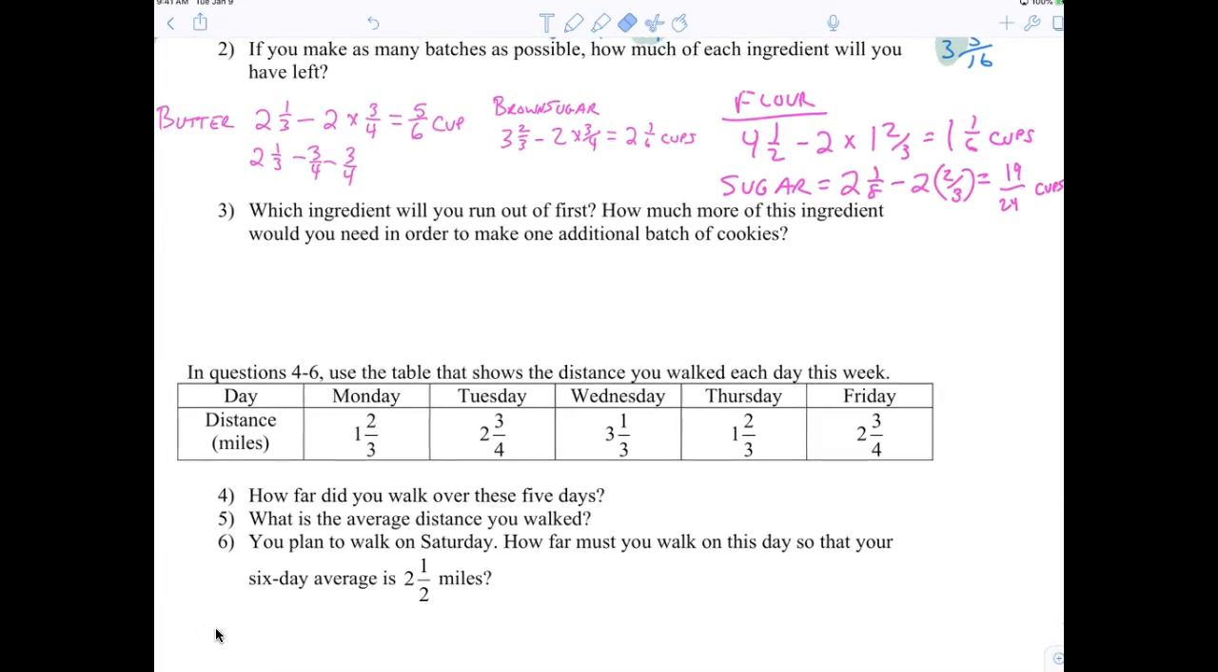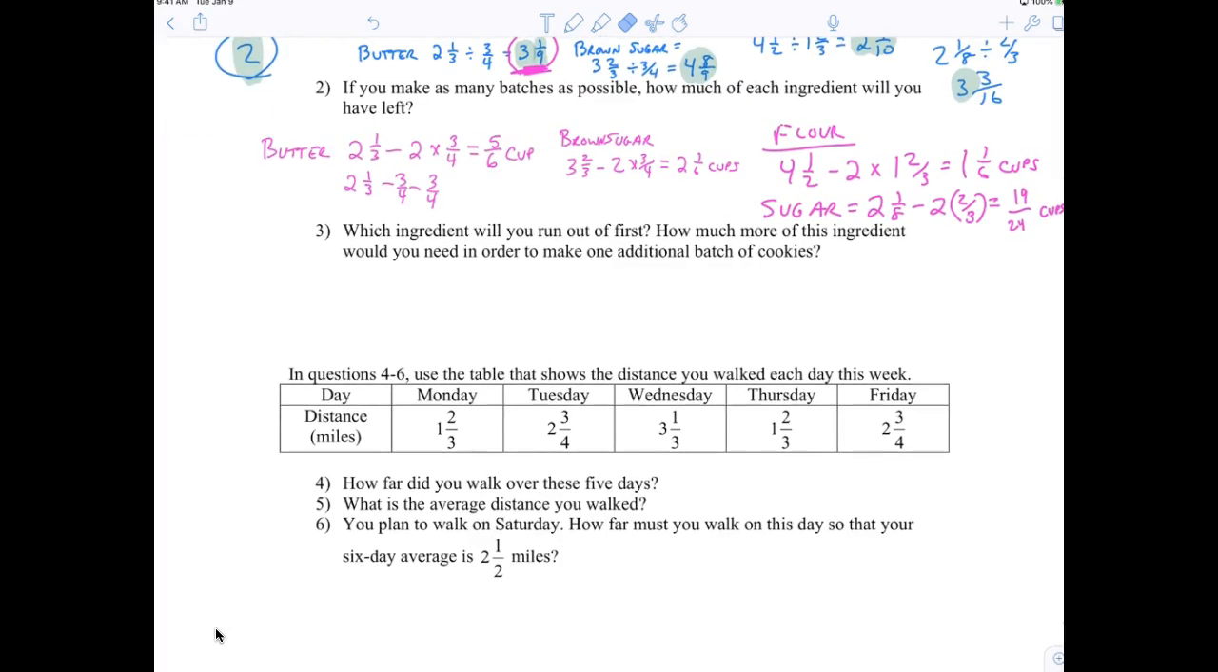It says, which ingredient will you run out of first? Which ingredient are we going to run out of first? 2/3. I said, what ingredient are we going to run out of first? And you said 2/3. Sugar. What do you think? Sugar? Why is that? Because butter has 2, but 1/8 is smaller than 1/3.